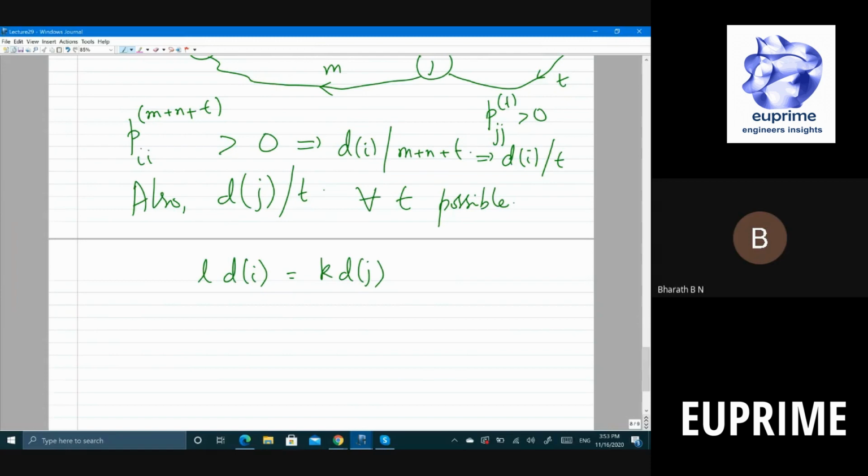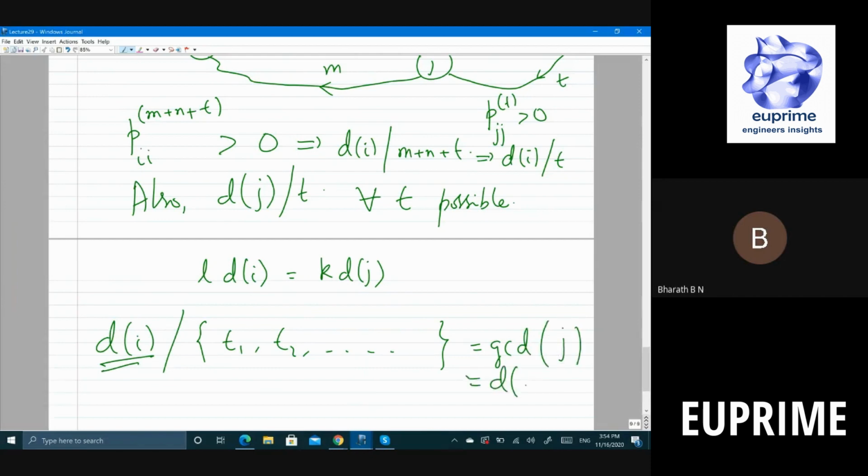So remember, now let's collect all the t's. Let's say t1 is one such t, t2 is one such t, and these are the GCD of all these t, no, sir? Exactly, d of i divides all these, right? Therefore, d of i is the GCD of all the t's. That is nothing but the GCD of the node j, which is nothing but d of j, right? Is this clear? Therefore, d of i and d of j should be equal, right? Is that fine?